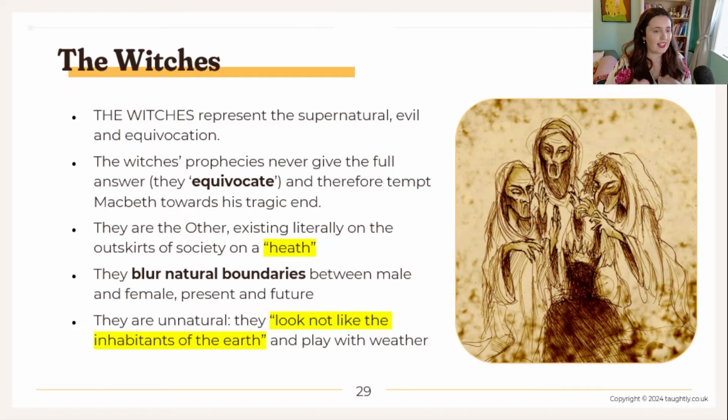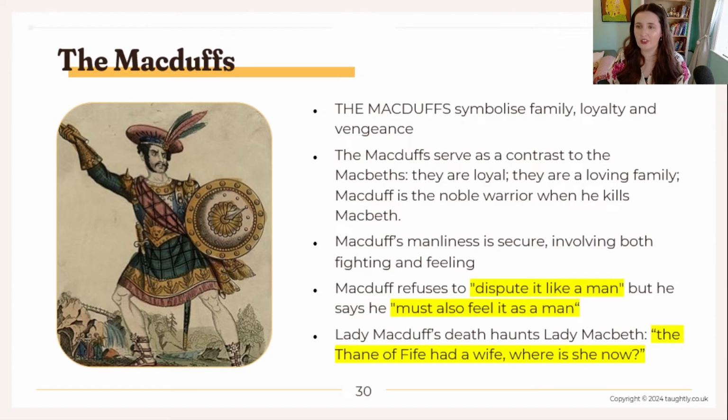Banquo even says that they look not like the inhabitants of the earth, so they don't even look human, and they play with the weather, which is another symbol of them disrupting the natural order. Our next characters are the Macduffs, so both Macduff and Lady Macduff, and they symbolise family, loyalty and vengeance.